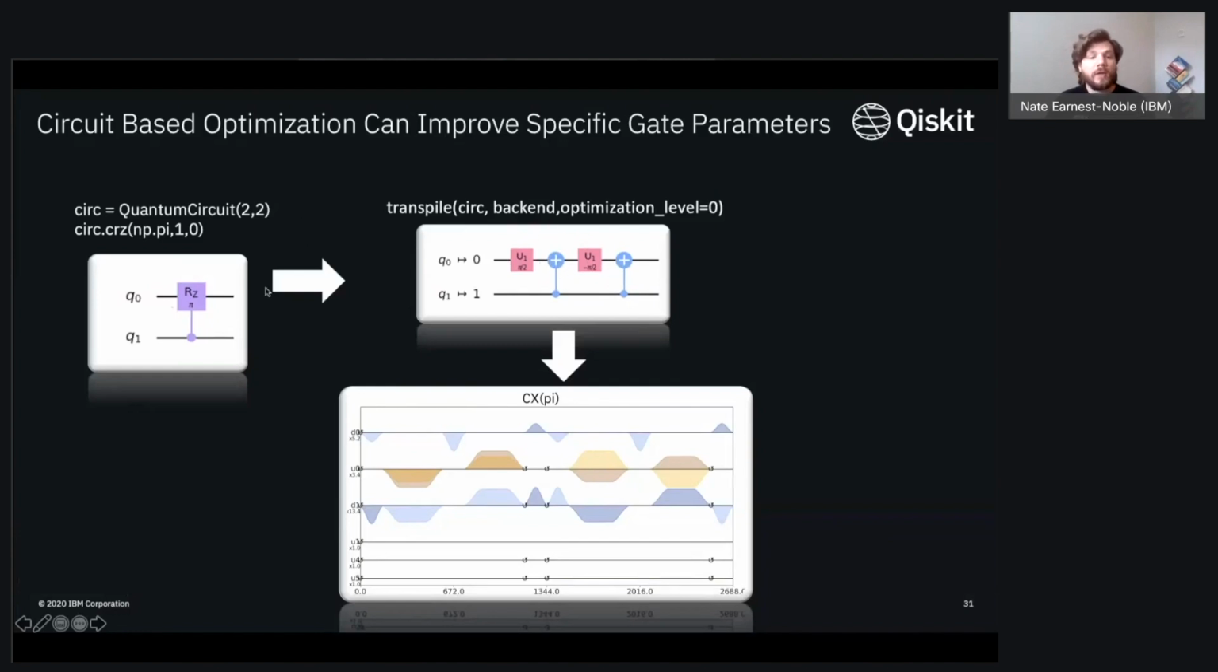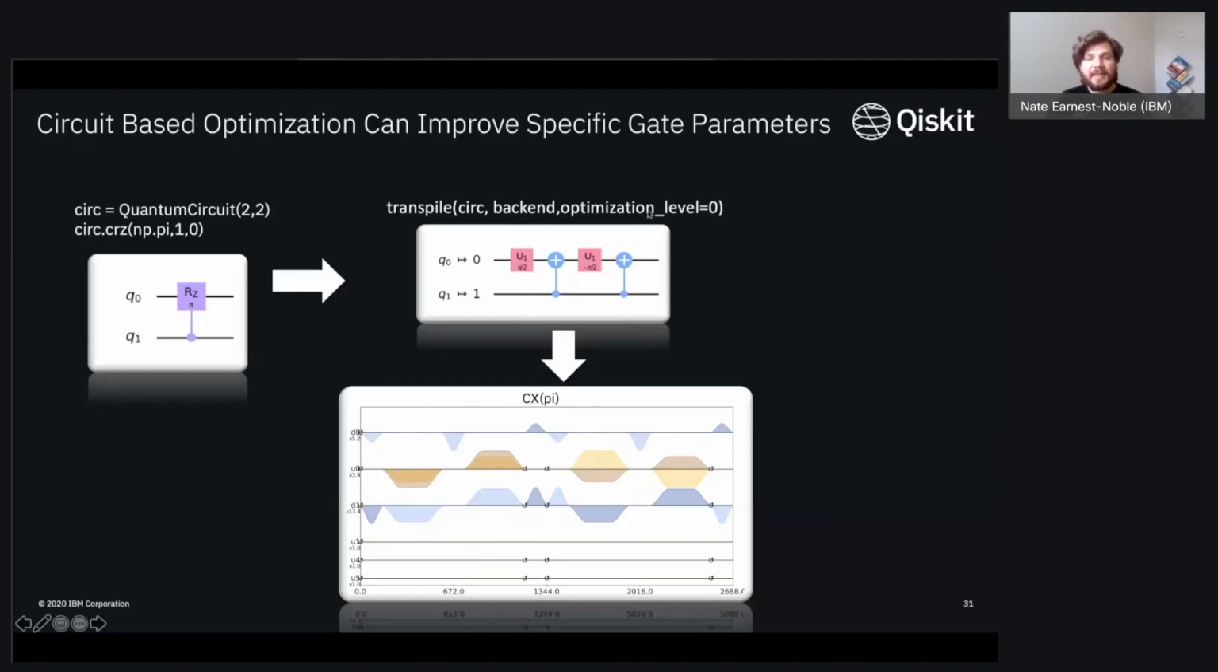So if we're going to pick, just for the sake of argument, a very specific angle of pi, what this ends up corresponding to is something like this, where you have a U1 of pi over 2, a C0, U1 of negative pi over 2, and another C0. If we go back to the optimization level and set it equal to 0, then it will transpile in this way and not try to do any optimization. And if you look at what this appears like in a pulse schedule, you can see one C0 here with some U1s at the beginning as well, and then another C0 built from that cross-resonance gate.